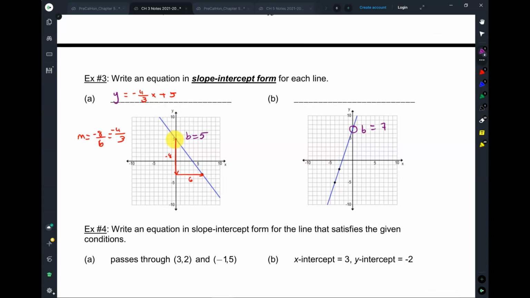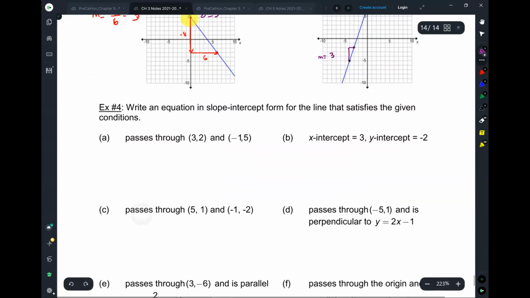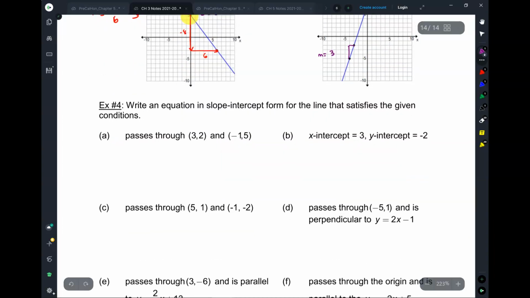Okay, so slope, look, we're going to go from one point to the other point. We go 1, 2, 3, up over 1. So slope is 3. So the equation is y equals 3x plus 7. Right? Not much action there. See why I like the other ones better? Right? Okay. Write an equation in slope-intercept form for the line that satisfies the given conditions.